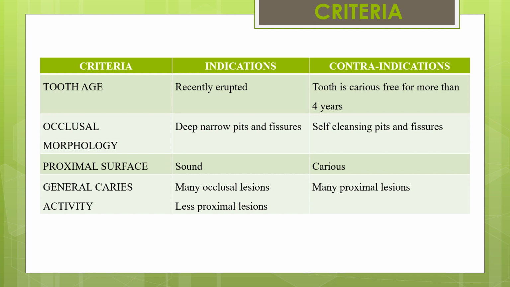Whereas the contraindications are when the tooth has been caries-free for more than 4 years, and in self-cleansable pits and fissures like U-type and V-type of fissures. If there is any proximal caries, it is contraindicated, and multiple proximal lesions are also contraindicated.